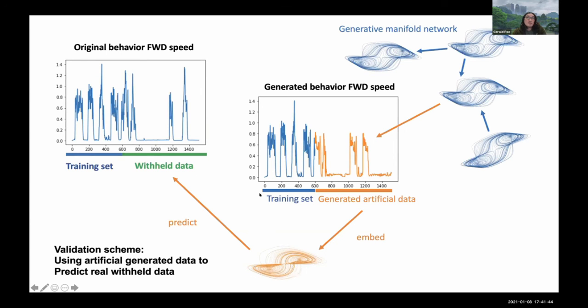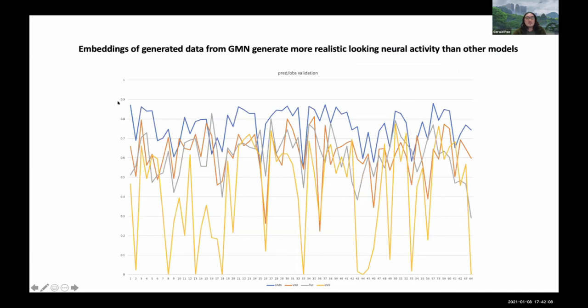So to test in the end how good this thing is, to have a better metric, we say we're going to generate artificial data from this network, and then we're going to see, can this artificial generated data predict real withheld data? That's what we're trying out. When you do this, you can compare to the other models. That's the blue line. For almost every single neuron, except this one, for example, this generated manifold network approach works better than the other ones.